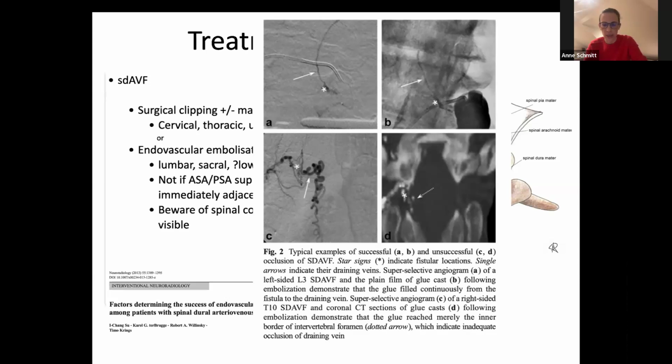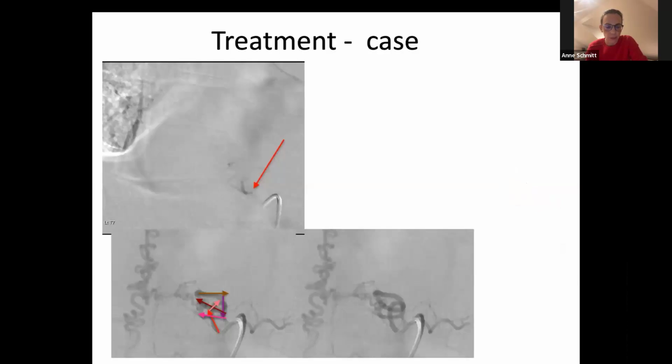So sometimes the success of an endovascular procedure depends on the angioarchitecture. So that should also be considered. That's a case that I treated. That's a rare case where the patient had a mid-thoracic fistula. That was the patient we saw earlier, the one that had multiple comorbidities and was very obese. So not the ideal surgical candidate. The anaesthetists were very nervous about proning him for spinal surgery.